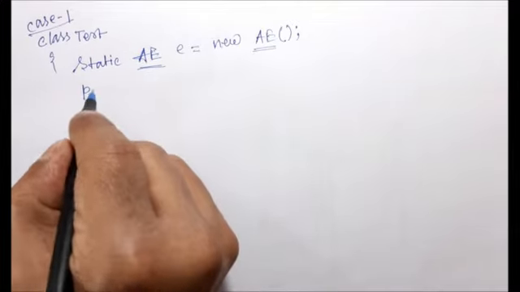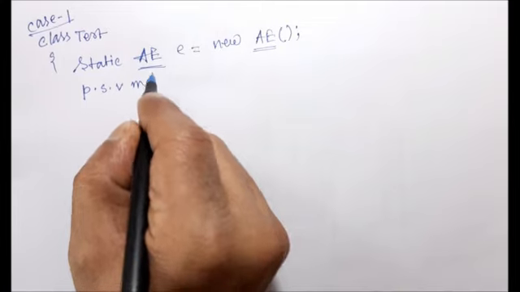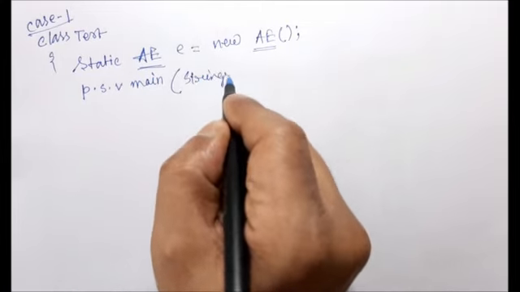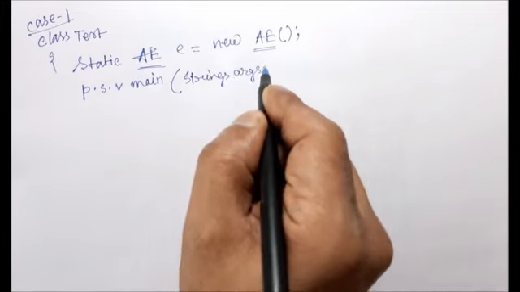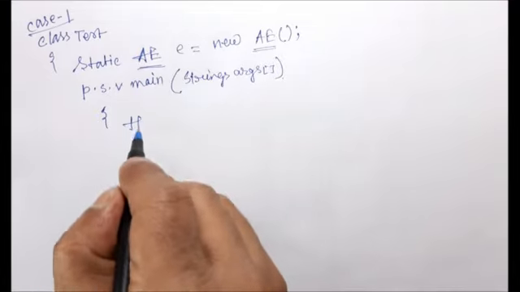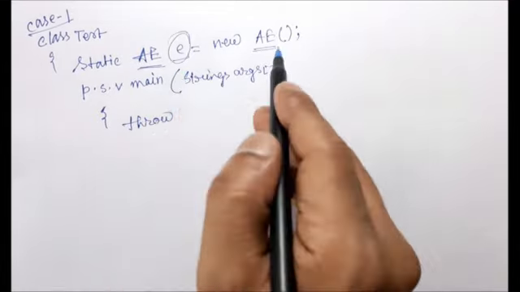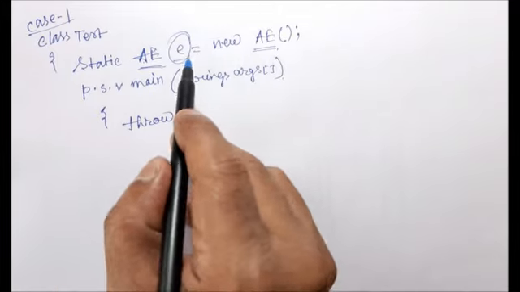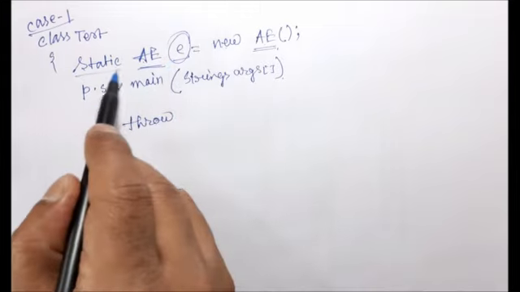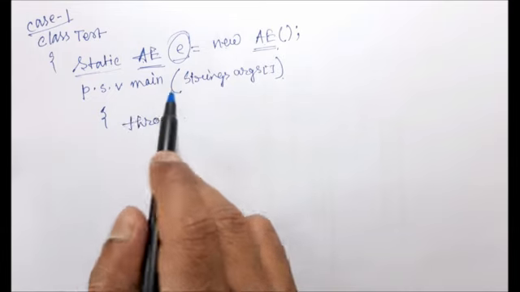And after that I have used public static void main and String args, and I just throw that exception object. We have created the exception, ArithmeticException a equal to new ArithmeticException, and this reference variable is static because I want to directly access this variable in public static void main.